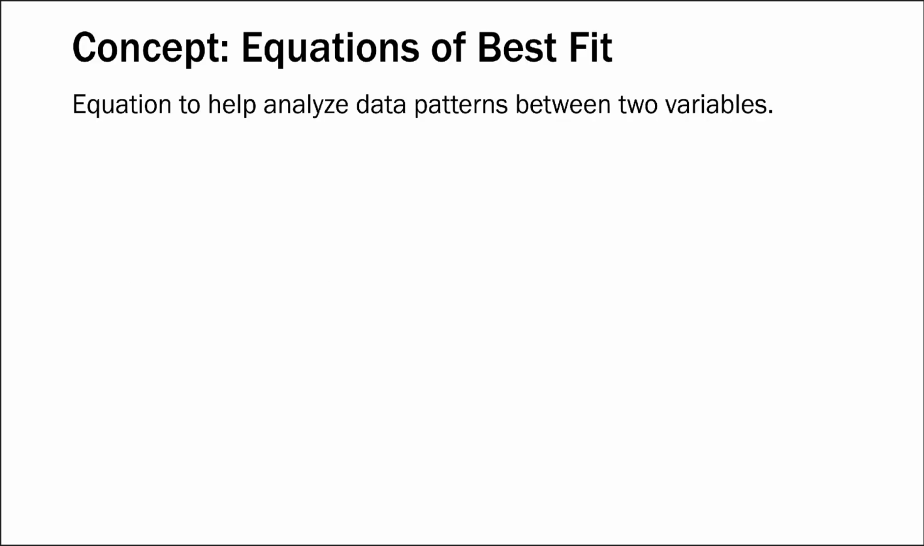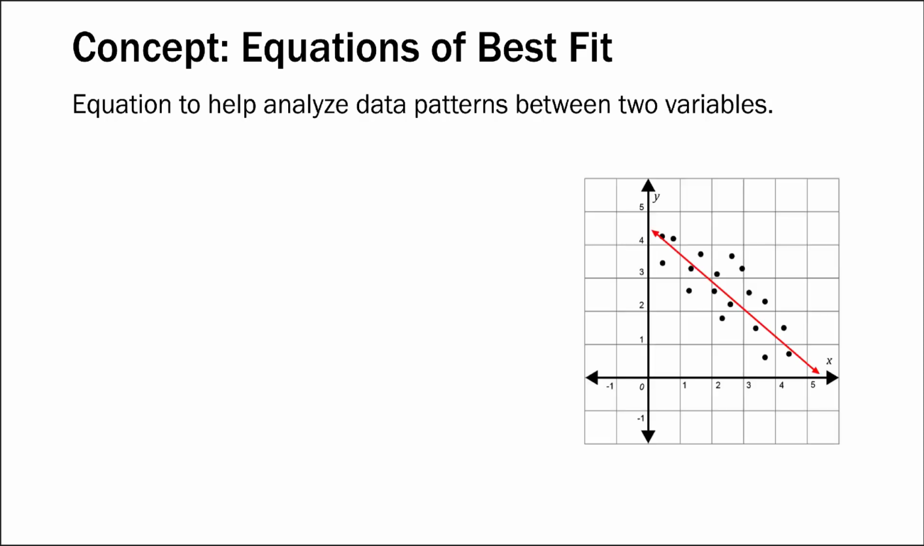Okay, our concept: equations of best fit. These are equations to help analyze data patterns between variables. So if I'm given some data set here and I were to graph it out, what you see here in black dots, that's what we call a scatter plot. Our scatter plot is these black dots, right? And then we have this line of best fit here, but it could be a curve of best fit here in the red.